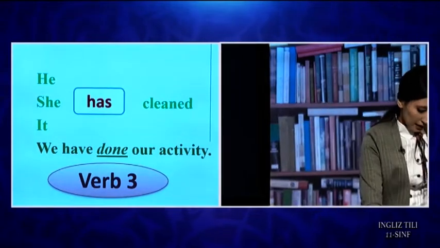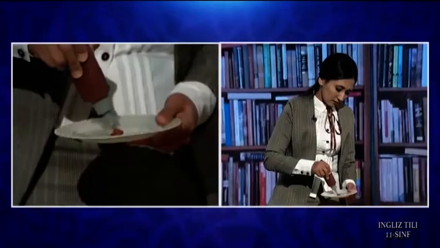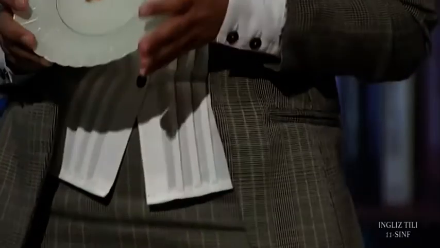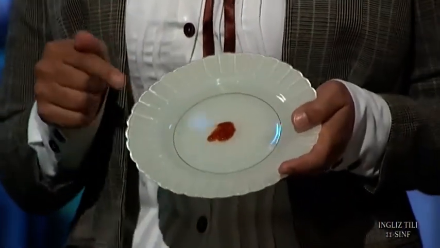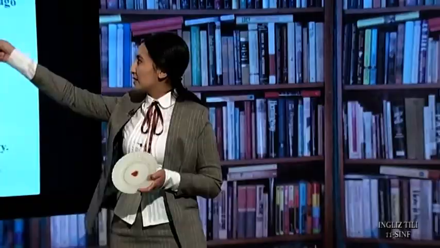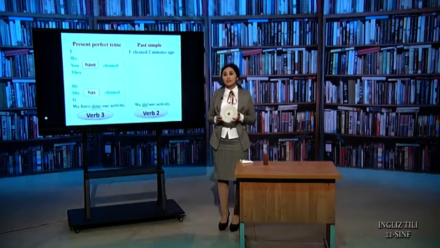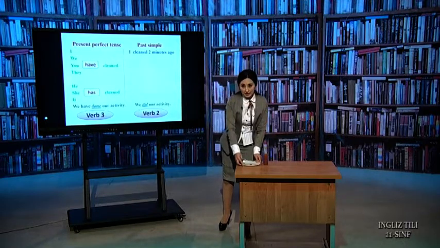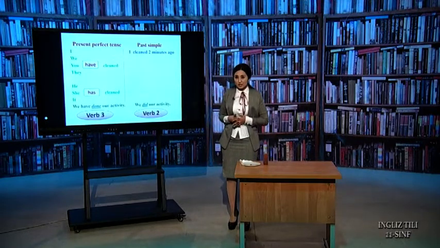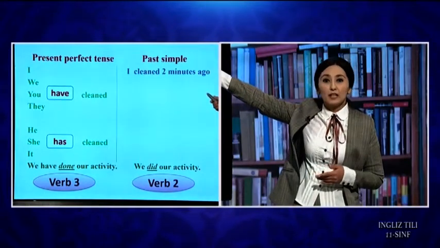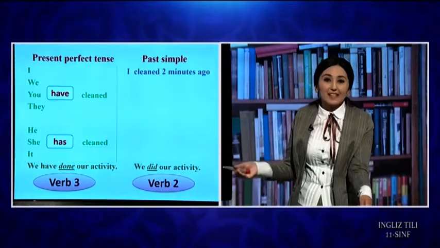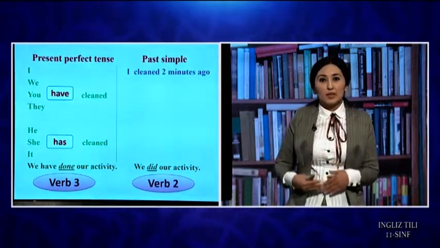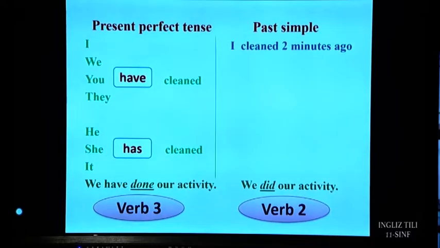But if I use it again, it is not clean now, but I cleaned it. It was clean. In this situation, I cannot use present perfect tense. I use past simple. I cleaned my plate 2 minutes ago. But there is no connection with present. It is a completed action, so it doesn't tell you that your plate is clean. You cleaned it, but use it again, it is dirty.